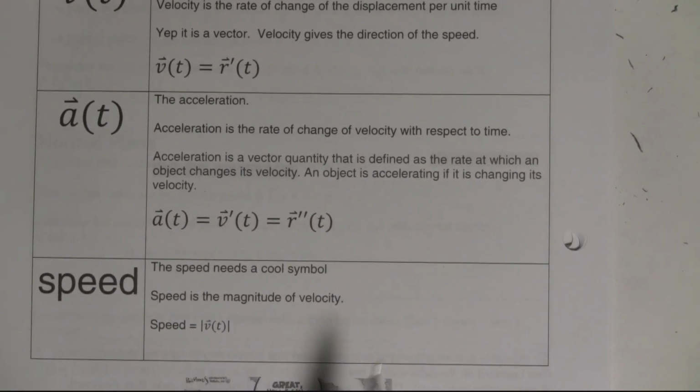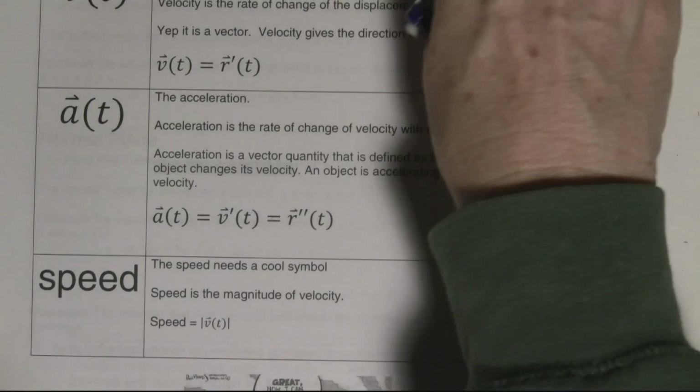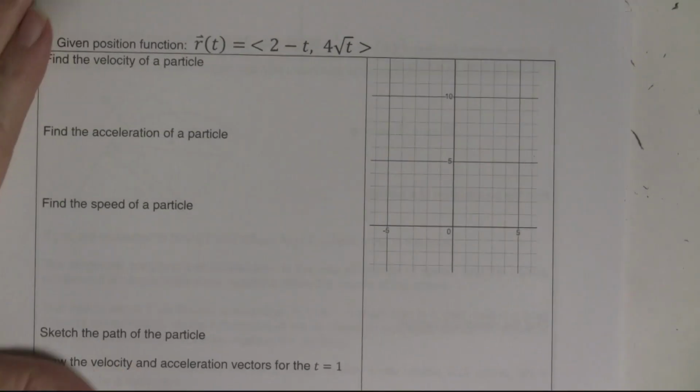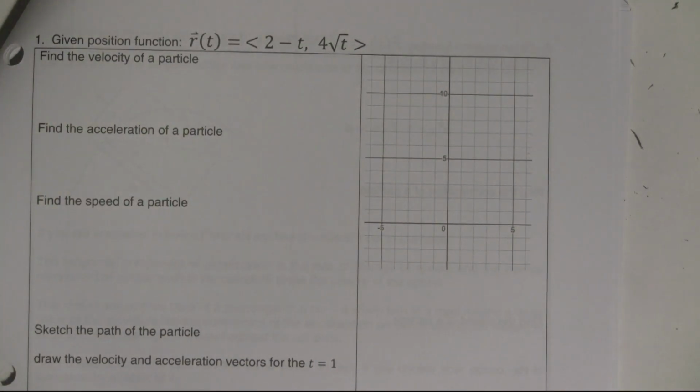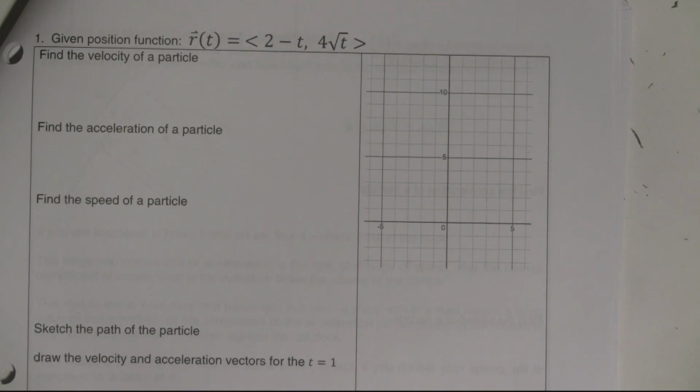And then speed is the absolute value, in this case the magnitude, since it was a vector. So the magnitude of the velocity. And we're going to look at some examples here. In 2 dimensions, you can draw things, and that's kind of nice, whereas in 3 dimensions it becomes significantly harder to draw things so that you can look at what you found.